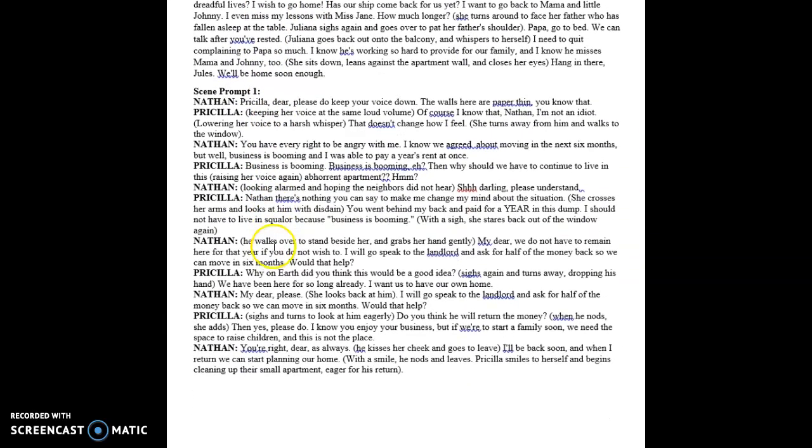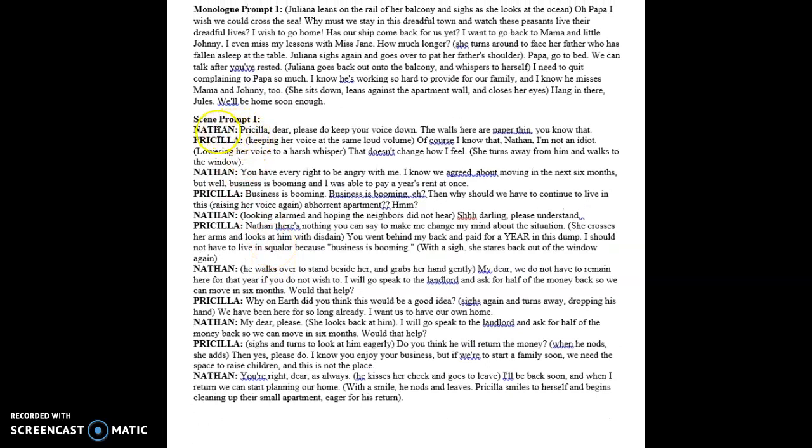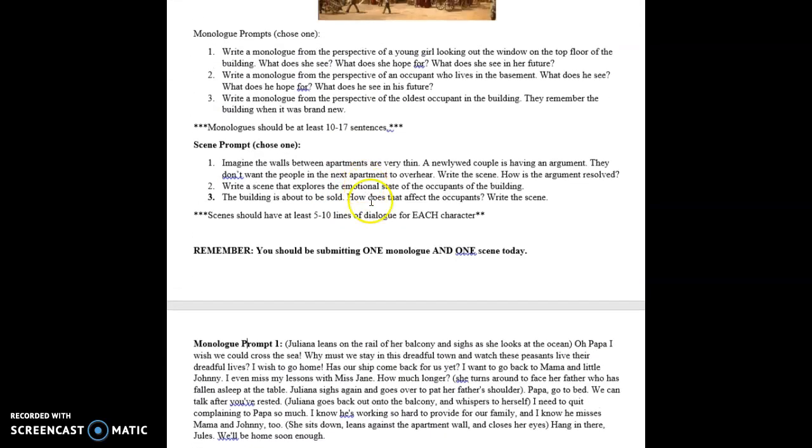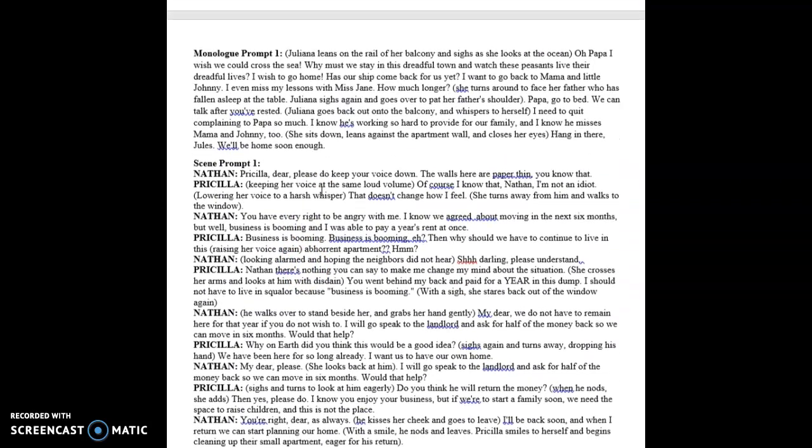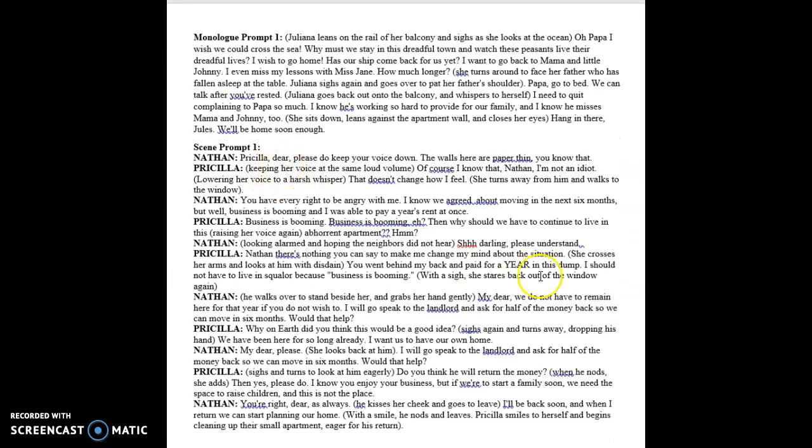And again, I'm doing scene prompt 1. I've got 2 characters. I gave Nathan 6 lines, and I gave Priscilla 5, which still fits in my directions of 5 to 10. But yours again will be slightly different. So you can pause the video here again and you can read through the scene. Go ahead and pause now and read.